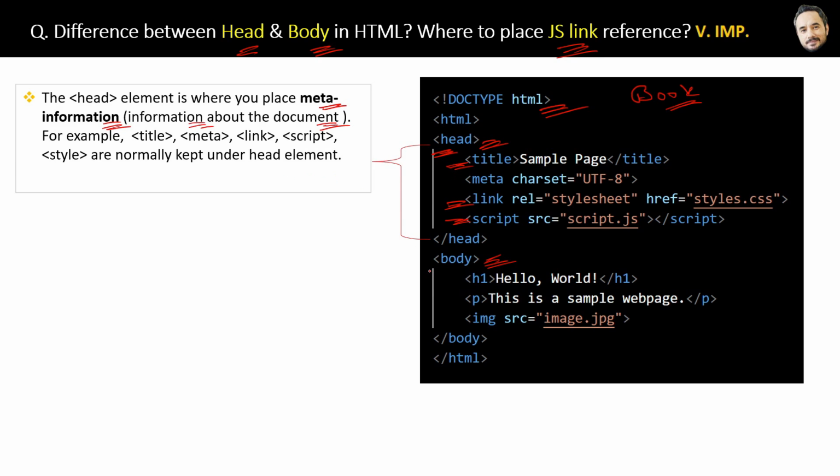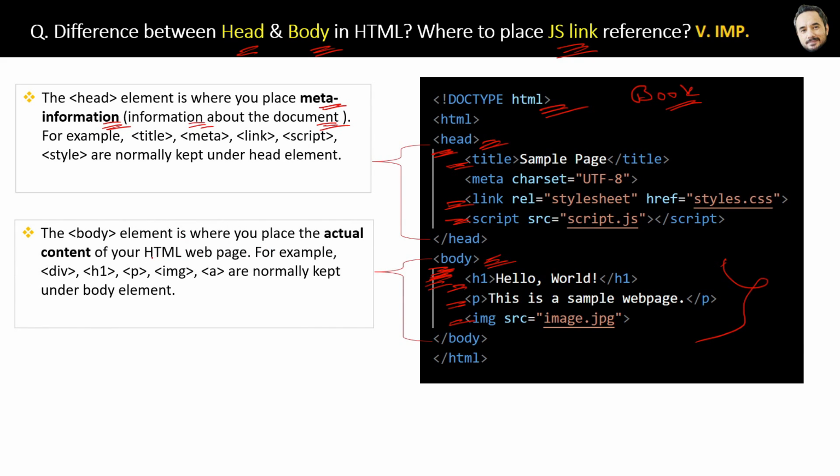That's it. So similarly, like a book has all its actual content inside it, in HTML also the body element is where you place the actual content of your HTML web page. For example, div tags, h1, paragraph, images, hyperlinks, etc. All these elements are responsible for containing the actual content of your HTML web page, right? So that was the answer of the first part.